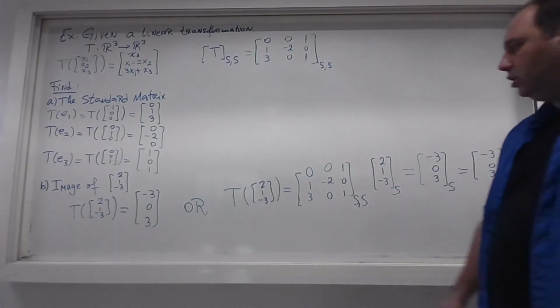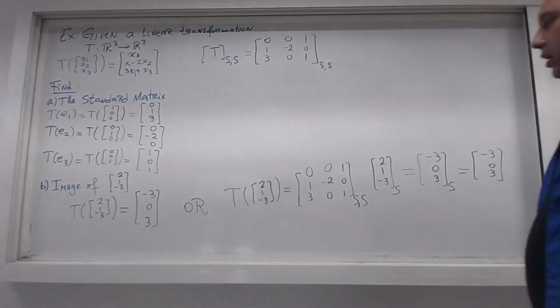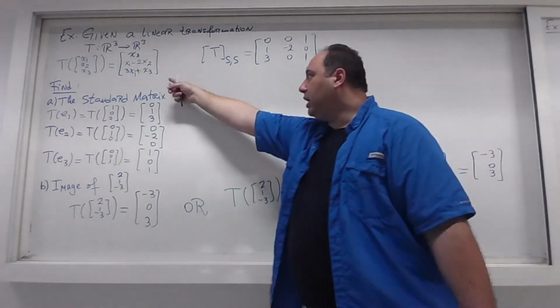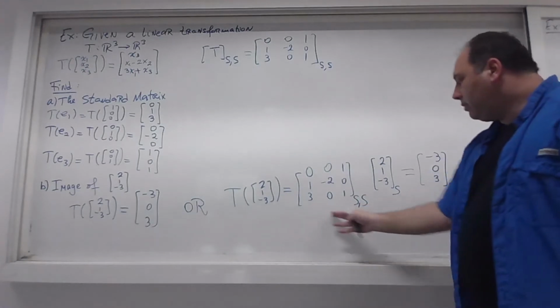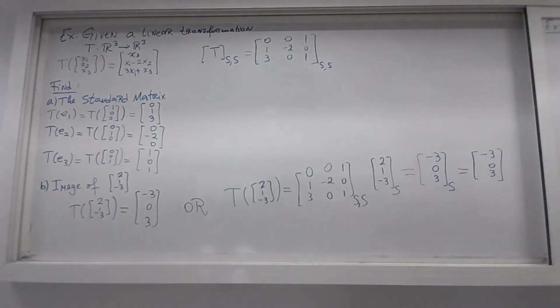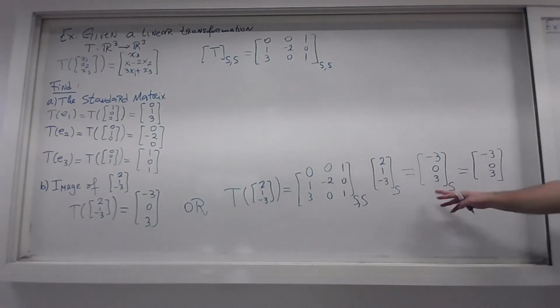The image of the vector under the linear transformation can be obtained by plugging directly, or by multiplying the coordinates of the vector in the standard basis by the standard matrix, and then converting the result. But we know that the vector and its coordinates in standard basis are the same.